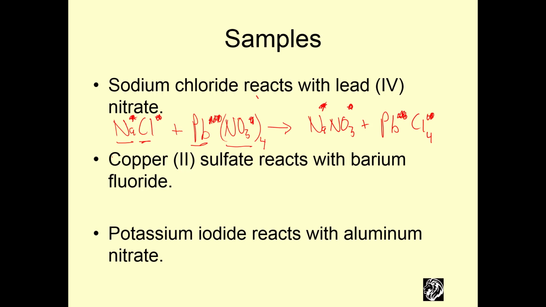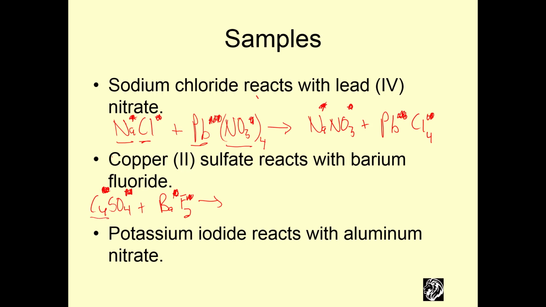So copper 2 sulfate, CuSO4. Copper 2 is plus 2. Sulfate is minus 2. How do I know this? On your ion list. If you threw out your ion list, you're in trouble. You're going to need a new one. Reacts with barium fluoride. Barium plus 2, fluoride minus 1. That means it takes 2 fluorides to balance it.